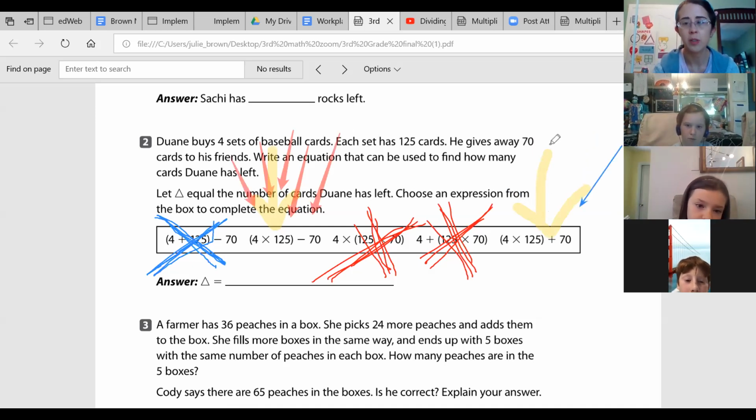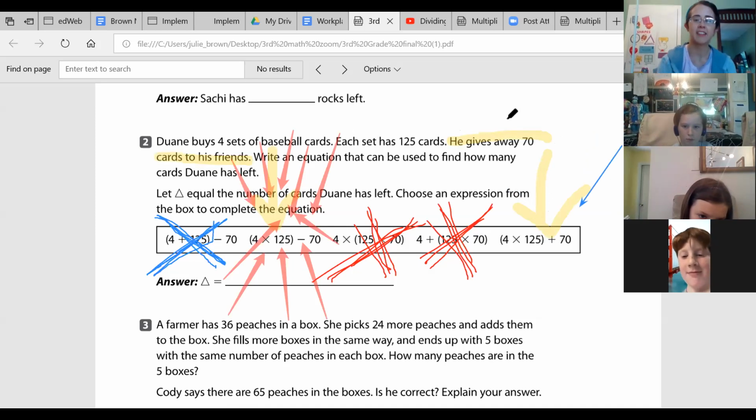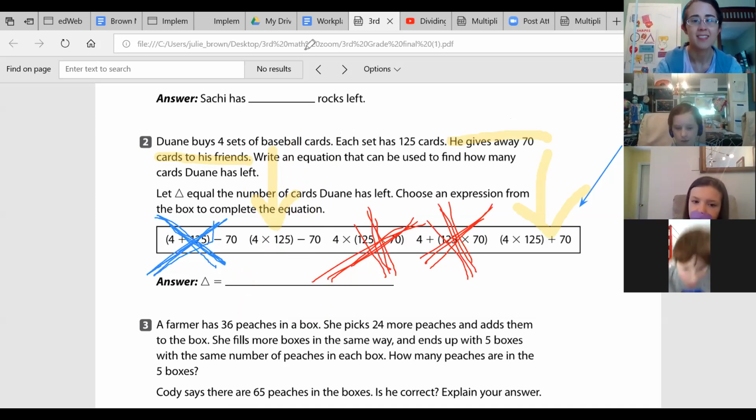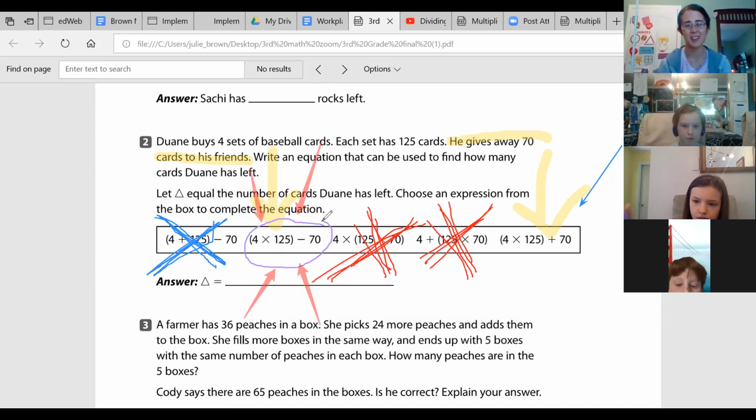All right, so the only way to figure out if it's plus or minus is to go back to the word problem. And does anyone want to read the highlighted sentence? Rosie? He gives away 70 cards to his friends. All right. Away. Gives away. So the expression that I'm going to circle will be the one with gives away 70. So Dash, I'll make sure you have circled 4 times 125 minus 70.